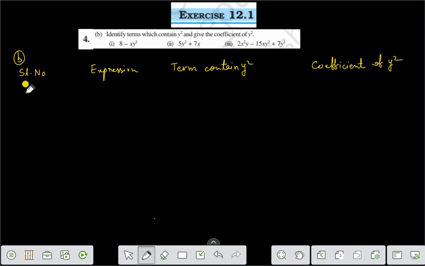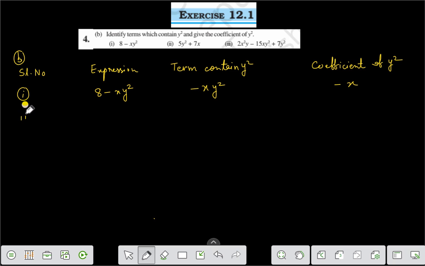Here you see number 1, the expression is 8 minus x y square. The term containing y square is minus x y square. And here you see that minus x is multiplied with y square. Therefore, the coefficient of y square is minus x. Right?